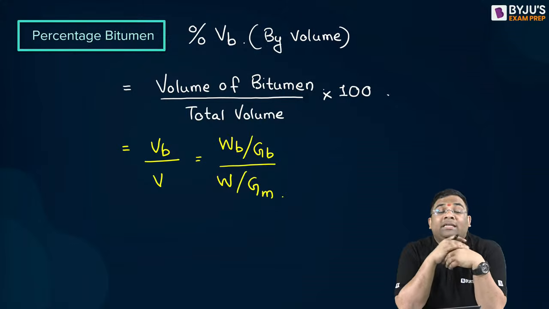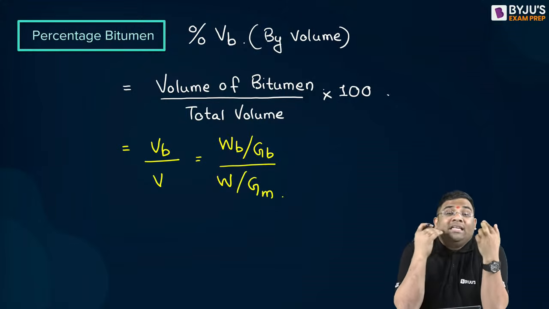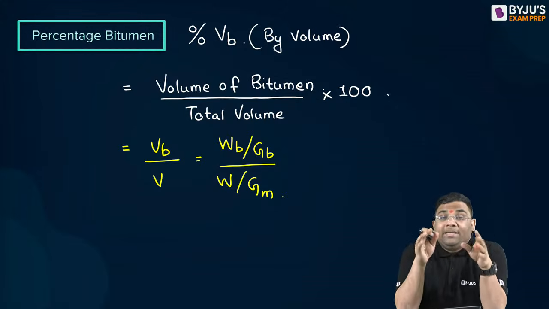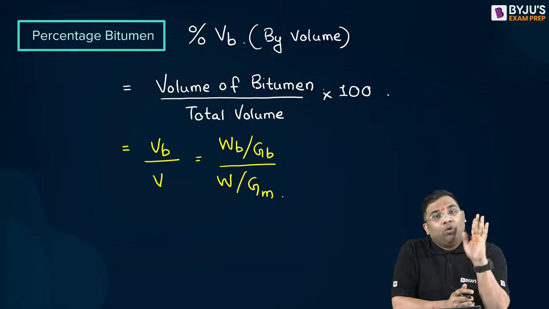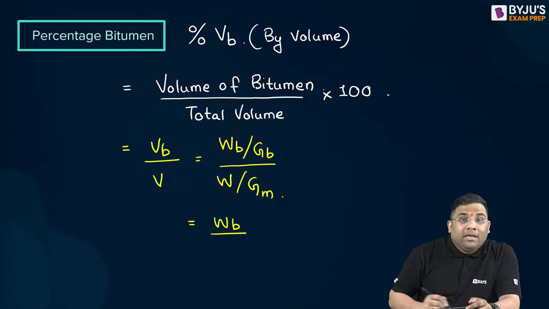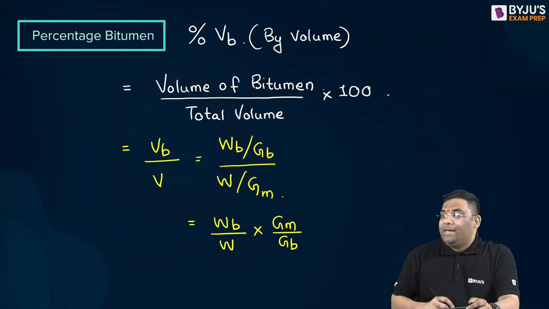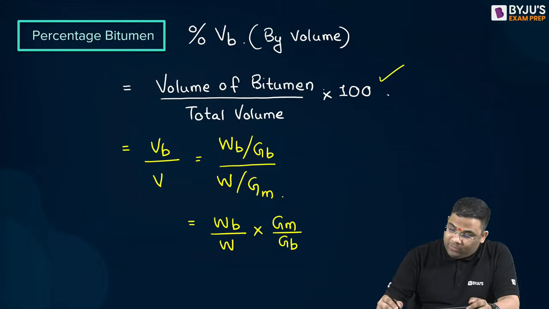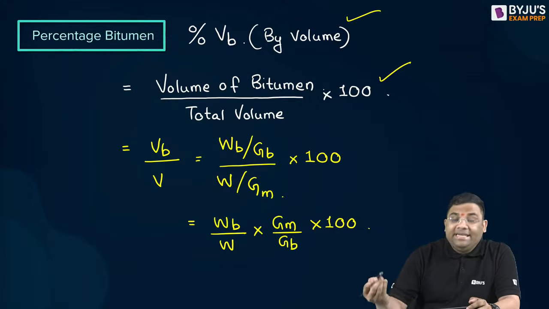Yes, it is GM, because in the denominator I am taking the total one. So I'll take the G of the mix, right? Why am I not taking G theoretical? Because that is the wrong one. GM is the actual one. But why did we find G theoretical? To find the air voids. That is the only job of G theoretical. So from here I can say WB by the total weight into GM by GB. So this is one formula, and this is another formula, for finding the percentage bitumen.